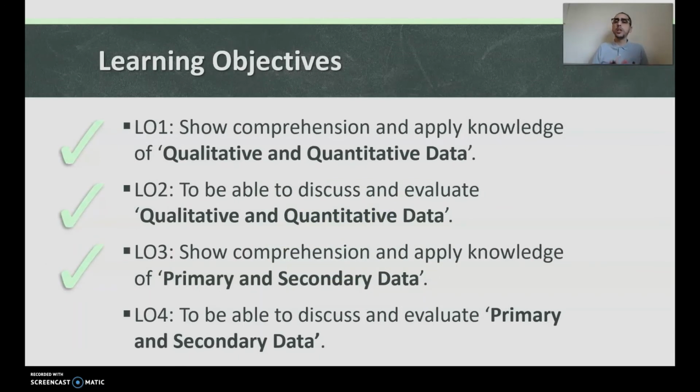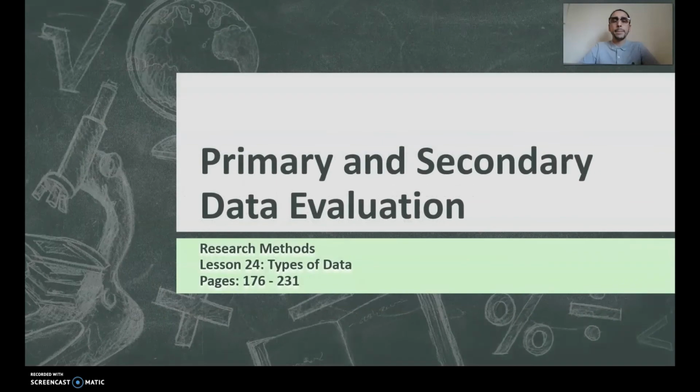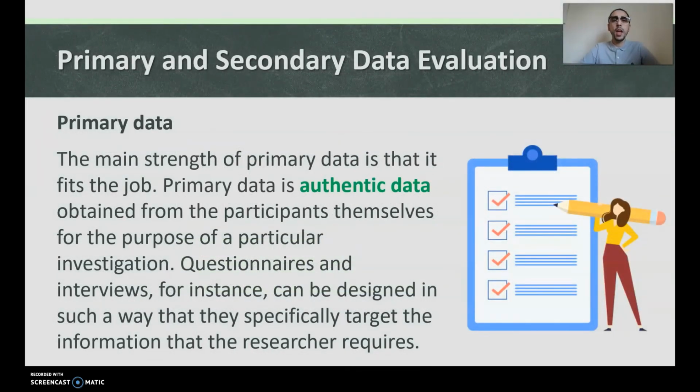What are the benefits? What are the drawbacks? What are the strengths and weaknesses of primary and secondary data? Primary and secondary data. The main strength of primary data is that it fits the job. Okay, primary data is authentic data obtained from the participants themselves for the purpose of a particular investigation.